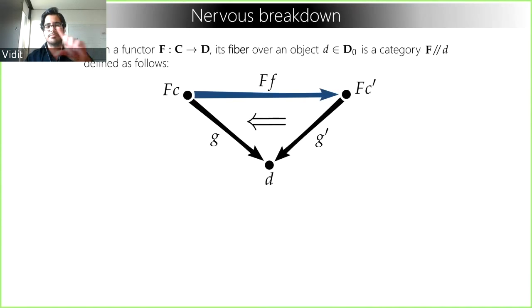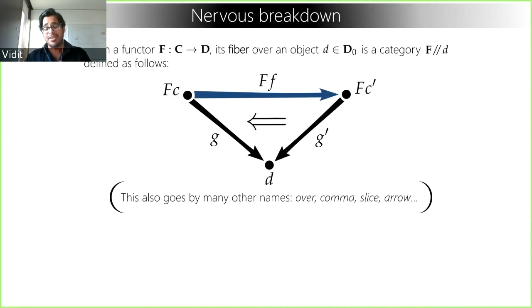The double arrow just means less than in the poset structure among morphisms in D. So that middle arrow is just a partial ordering. Okay, you might have seen this category already. It has a ton of names. It's called the over category, a comma category, a slice category, an arrow category, because people keep needing it.